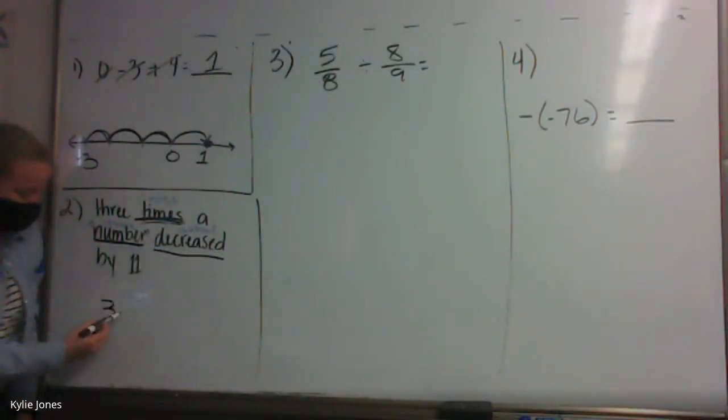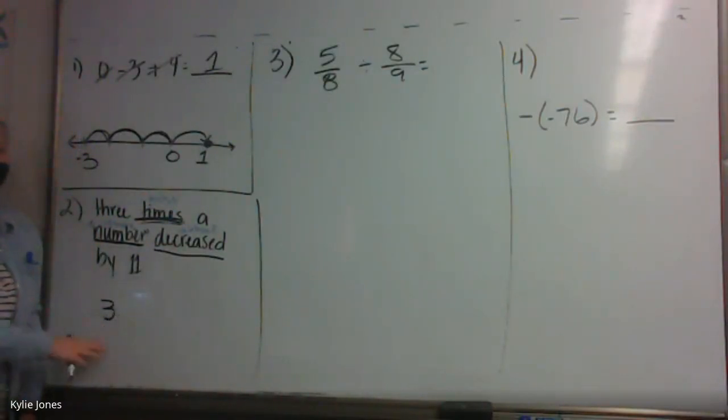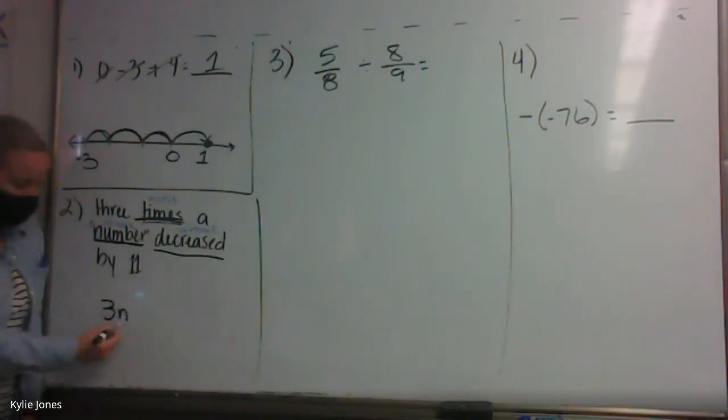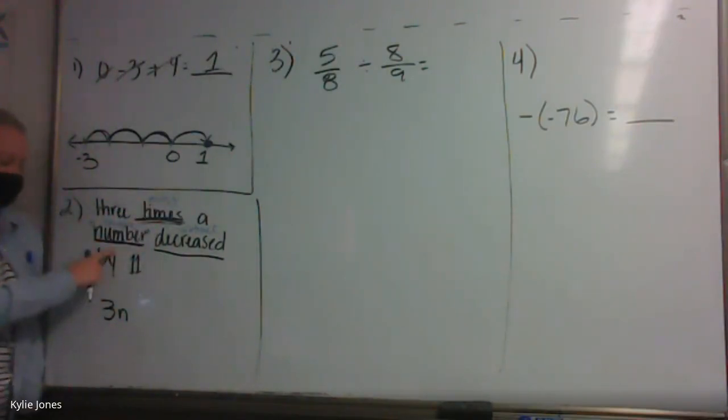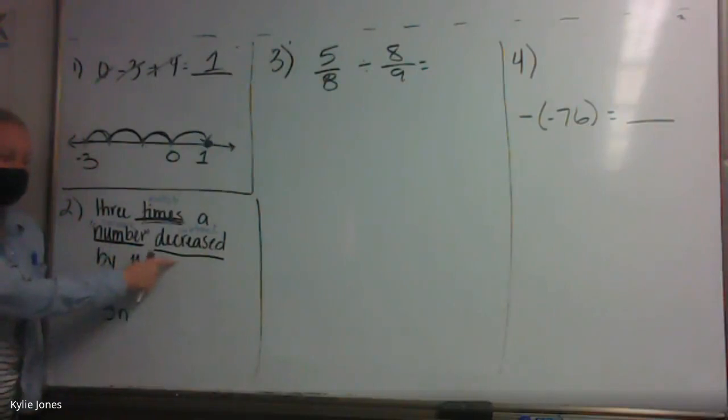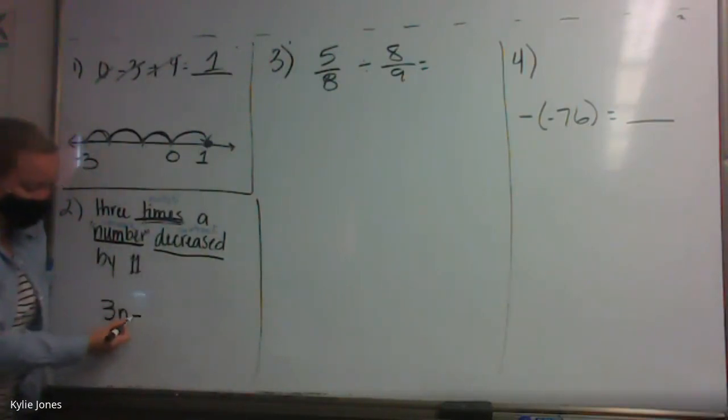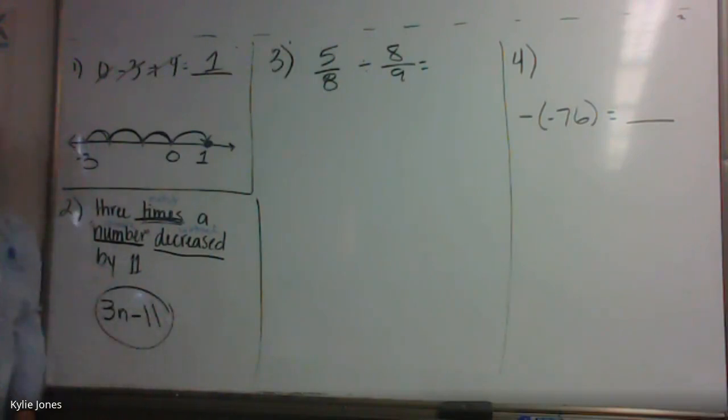So 3 multiplied by a number. How do I do this? 3n. You could use x, b, z, y. It doesn't matter what variable you use as long as it's a letter. So we have 3 multiplied by a variable. Then we need to decrease or subtract how many? 11. There's our answer. There's your expression.